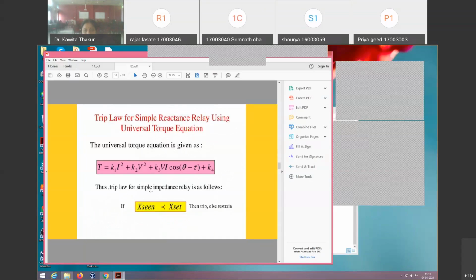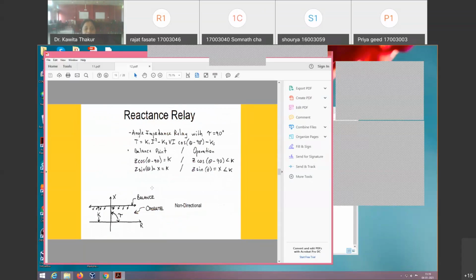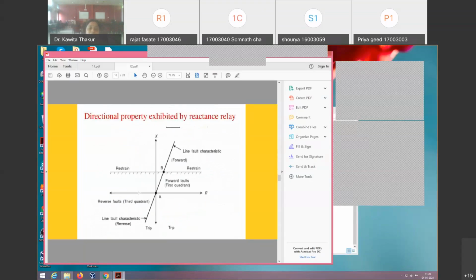Okay, then trip law for simple reactance relay using universal torque equation. Reactance relay, it is the characteristics parallel to the R axis, or it is parallel to the horizontal line. Okay, this we have seen. Now directional properties of that angle impedance relay is applicable to reactance relay. Okay, because this is our first quadrant, this is second quadrant, third quadrant, fourth quadrant. Okay, when we want directional feature, then we have to implement a directional characteristics, which is by Ohm relay.